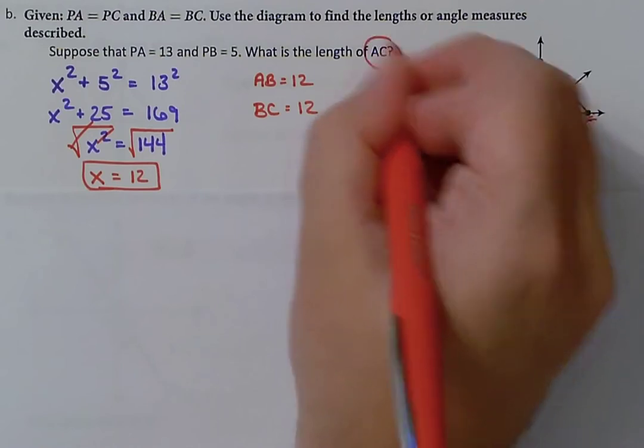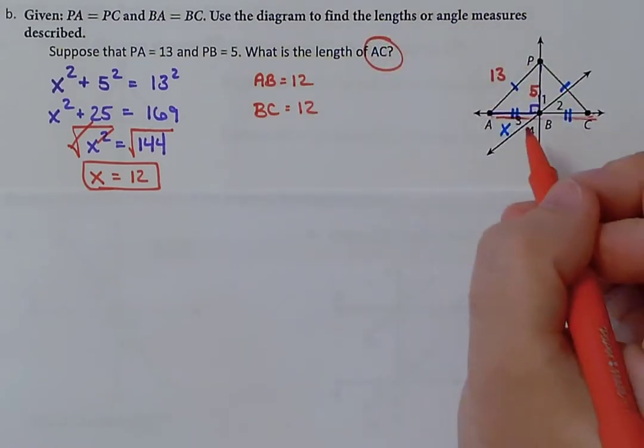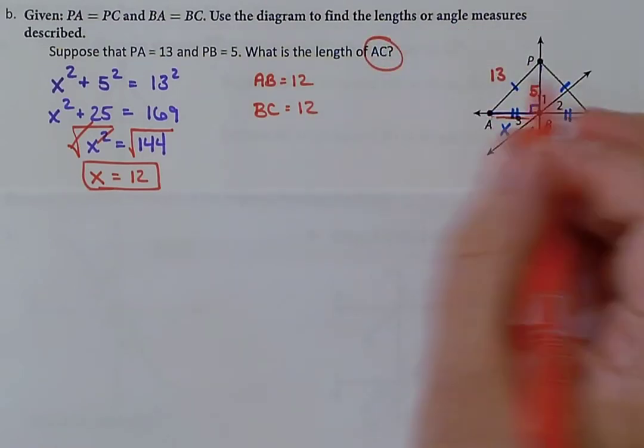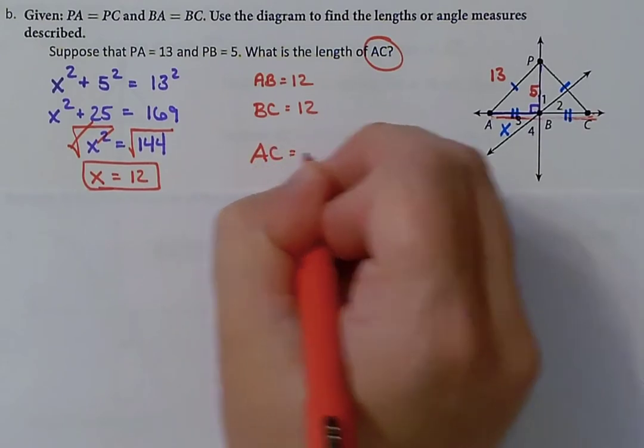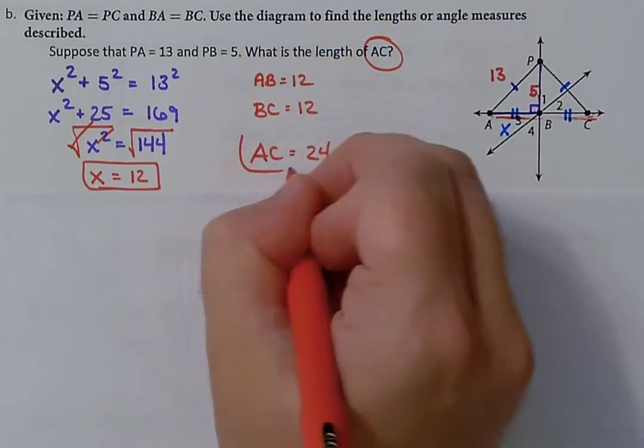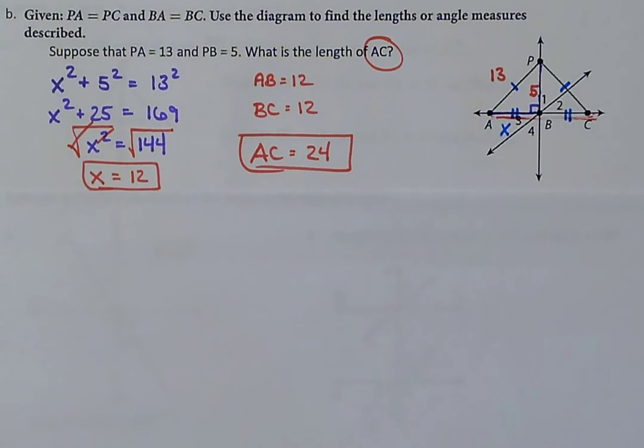And it wants me to figure out what AC equals. So the whole thing for AC is 24 units long. And that is our answer for that one. Now, sometimes they may just ask for AB or AC or BC. So you may not have to do the entire, add them together. You may be fine with just that.